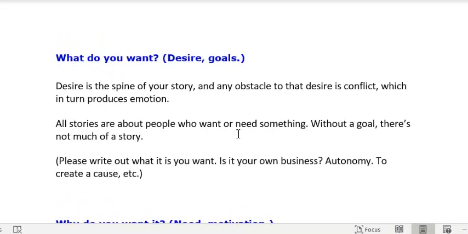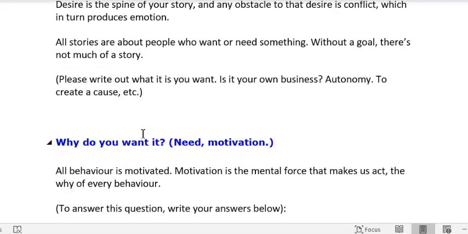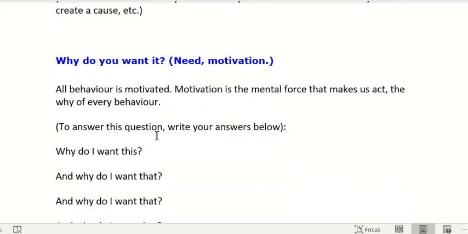Okay, the history of you and how you became who you are now. What were you striving for? What was it you had a yearning for? Please pause now and complete this part before coming back. Okay, I'm hoping you've done that. So now, why do you want it? What's your motivation? All behavior is motivated. Motivation is the mental force that makes us act, the why of every behavior. To answer these questions, write your answers below.